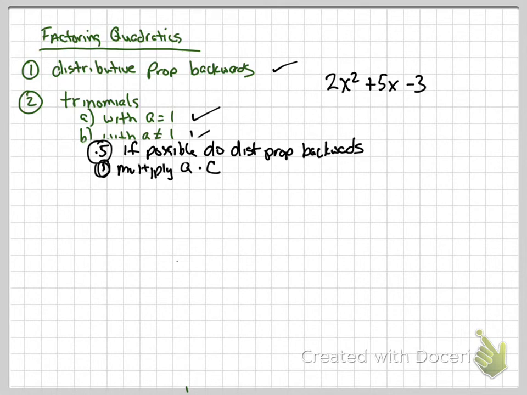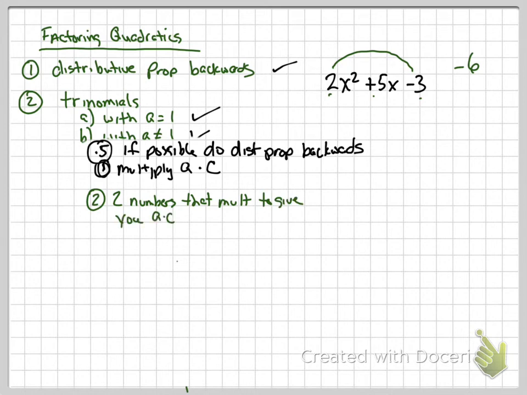So when I look at this problem here, can I factor out a 2? No. Well, I can, but I'd have fractions, and you don't want to do that right now. That doesn't help me, okay? So if I can't do the distributive property backwards, then I'm going to do A times C, which is what? Okay. Step two, I need two numbers that multiply to give you A times C and add to give you B.